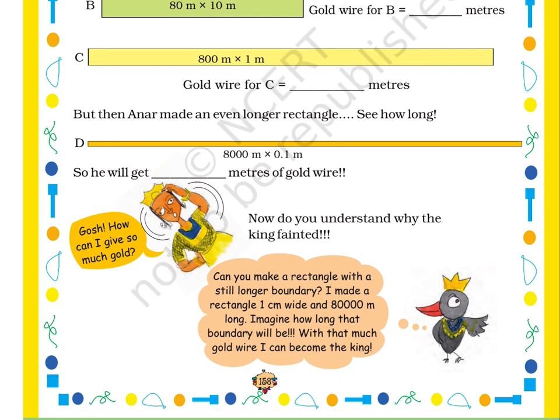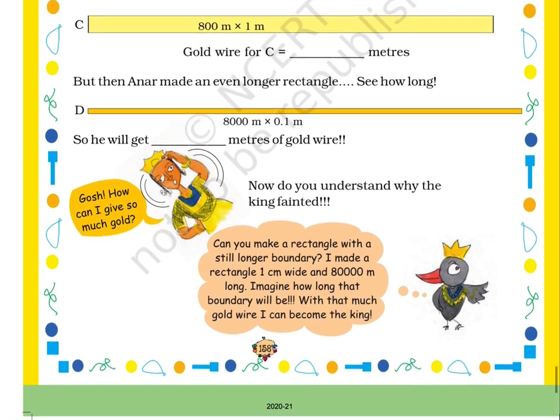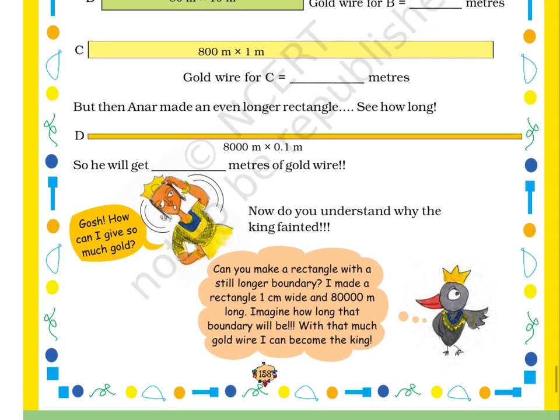On the bottom right of the page, we again have the wise bird asking us, "Can you make a rectangle with a still longer boundary? I made a rectangle 1 centimeter wide and 80,000 meters long. Imagine how long that boundary will be. With that much gold wire, I can become the king." The chapter 11.